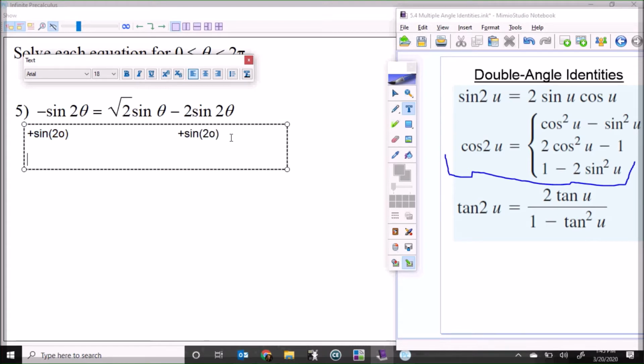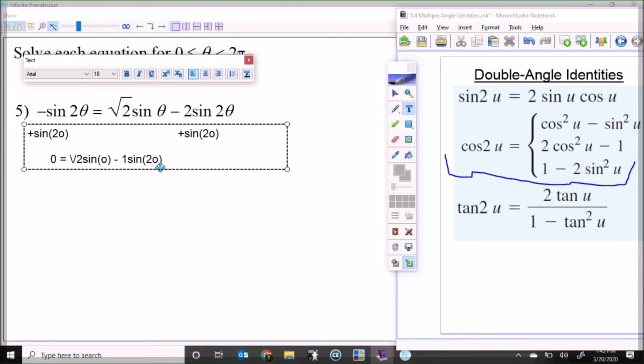Alright, when I do that, it leaves me with 0 on the left side. Remember, if I have something equal to 0, that means we're usually factoring, which is exactly what we're going to do. I have the square root of 2, no idea how I'm going to write that out with this. We'll say, pretend that means square root of 2 sine of theta. And then I had minus 2 sine 2 theta plus sine 2 theta, so minus 1 sine of 2 theta.